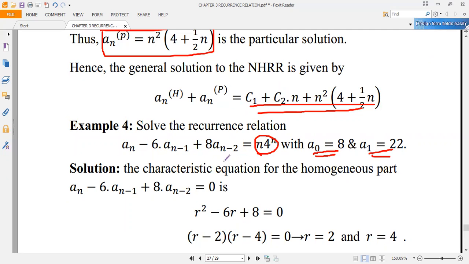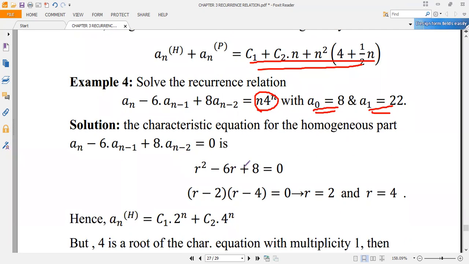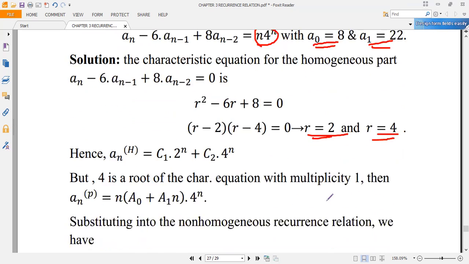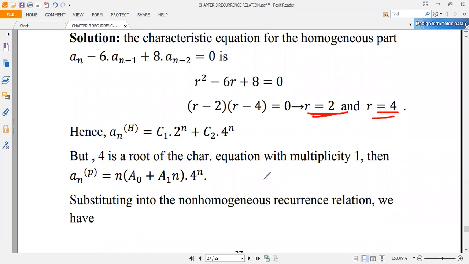So the characteristic equation to the homogeneous part is r squared minus 6r plus 8 equals 0. What are the numbers whose sum is minus 6 and whose product is 8? Minus 2 and minus 4. So r minus 2 times r minus 4 equals 0. So r equal to 2 and r equal to 4 are the roots of the characteristic equation.